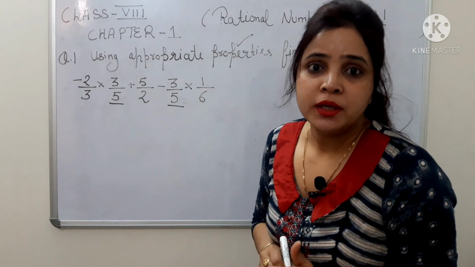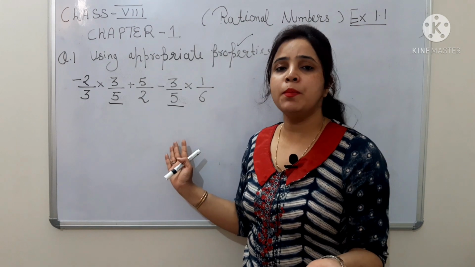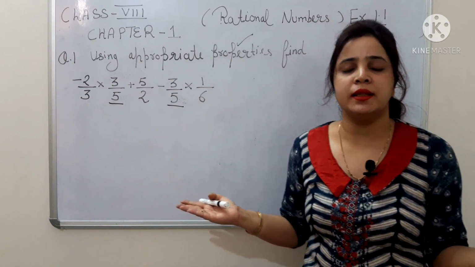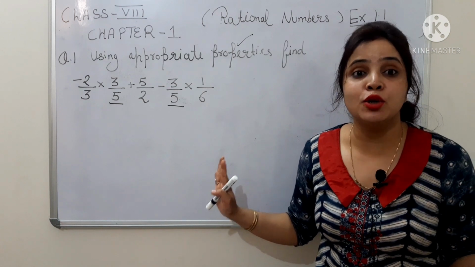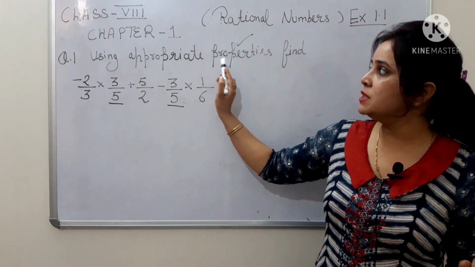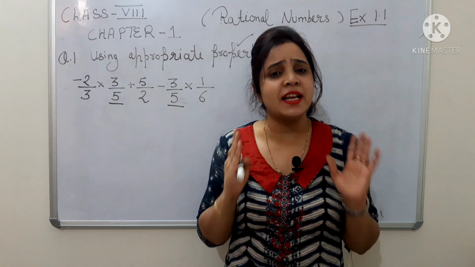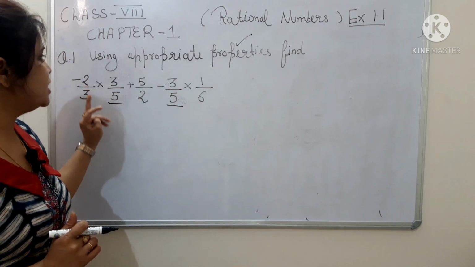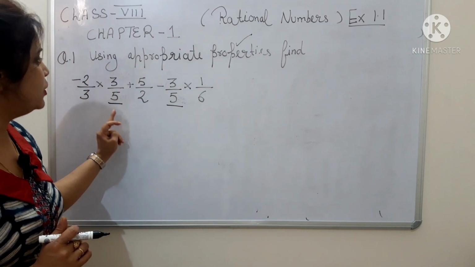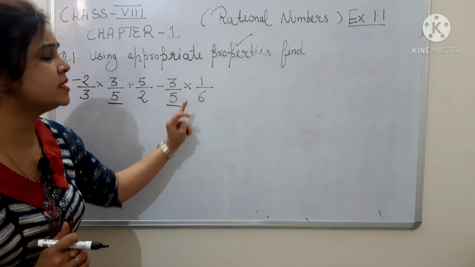So, using appropriate properties, read these words: appropriate properties. What do students do? They used to solve the question as it is. Whatever is given, they are not using the properties and they are solving the question in the exam in a simple manner. What do they get? They get 0. Because as per our question, we have to use the properties of the rational numbers only. Here we have minus 2 upon 3 multiplied by 3 by 5 plus 5 by 2 minus 3 by 5 multiplied by 1 by 6.